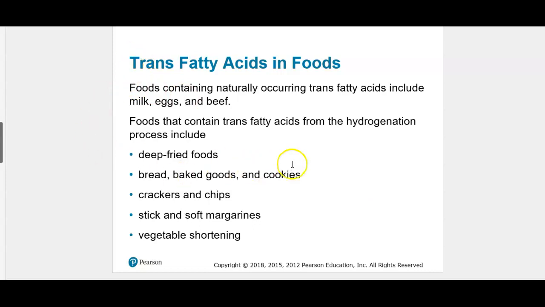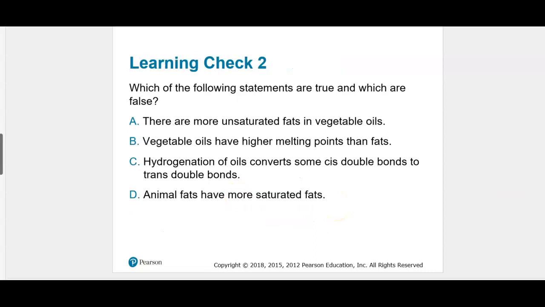And then these deep fried goods and baked goods, heating a fatty acid to a high enough temperature is going to allow you to do some rearrangement, some isomerization there. So it can happen that way as well. So there's heating it and hydrogenating it. Partial hydrogenation is going to give you trans fatty acids.